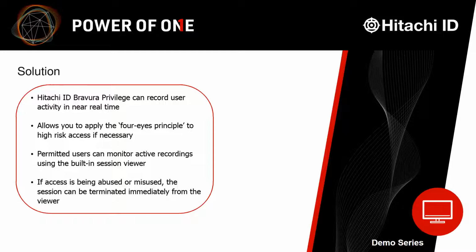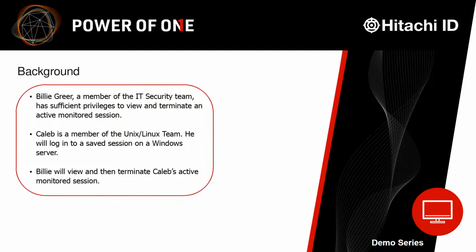Users with sufficient privileges in Bravura privilege can monitor active recordings in near real time using the built-in session viewer. Beginning in version 12 of Bravura privilege, session observers can terminate access from the viewer if they believe access is being misused or abused. For this demonstration, Billy Greer from the IT security team is a user with sufficient privileges to view and terminate an active monitored session.